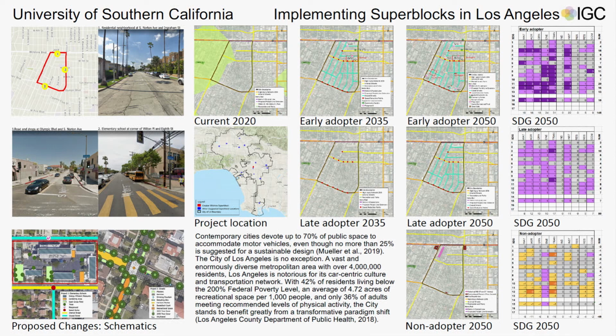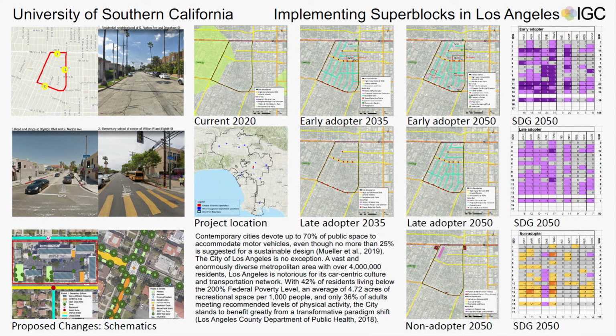Our research project centers on superblocks, which are an emerging mobility strategy originating from the city of Barcelona. I'll be briefly discussing our project background and context, and then handing it off to Sarah and Jackson to talk about specific project examples, adopter scenarios, and impacts on SDG goals.